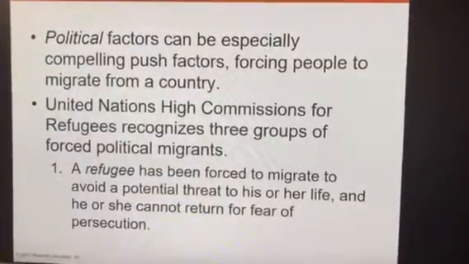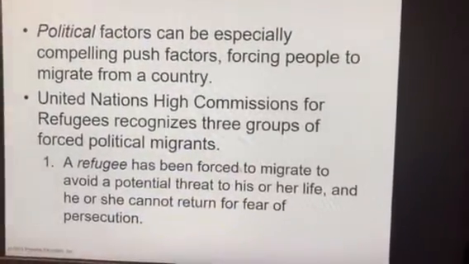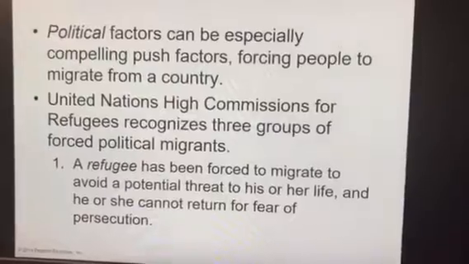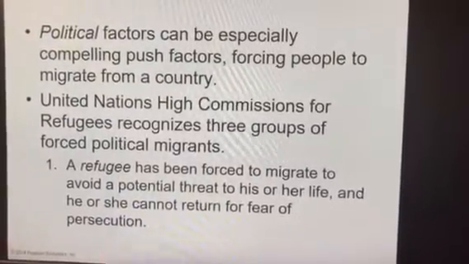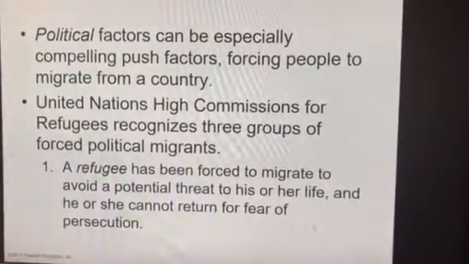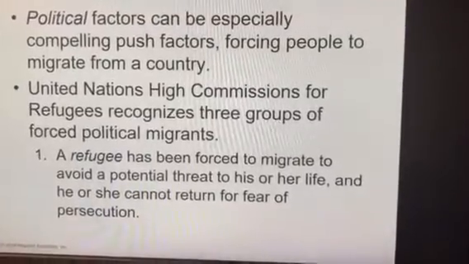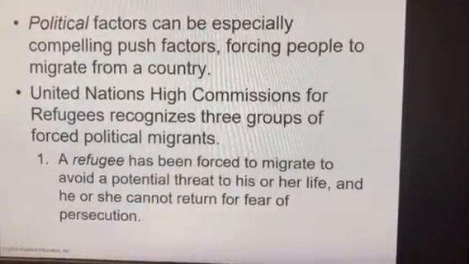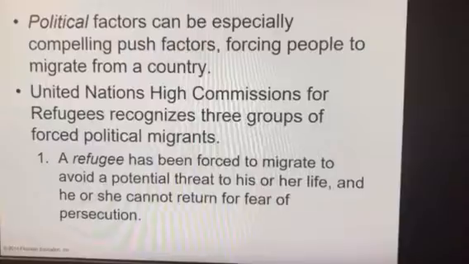So a refugee has been forced to migrate to avoid a potential threat to his or her life, and he or she cannot return for fear of persecution. And a refugee is someone who's actually left their home country. So they've traveled to a new country, and they've been pushed out.